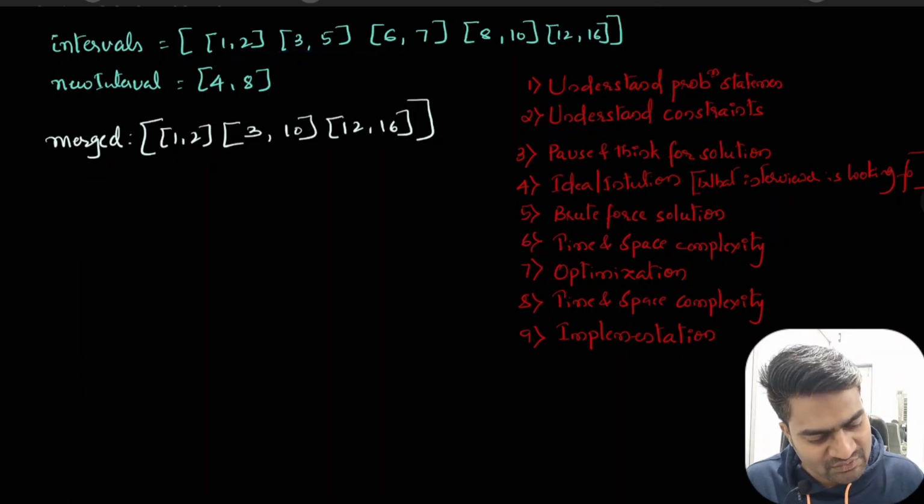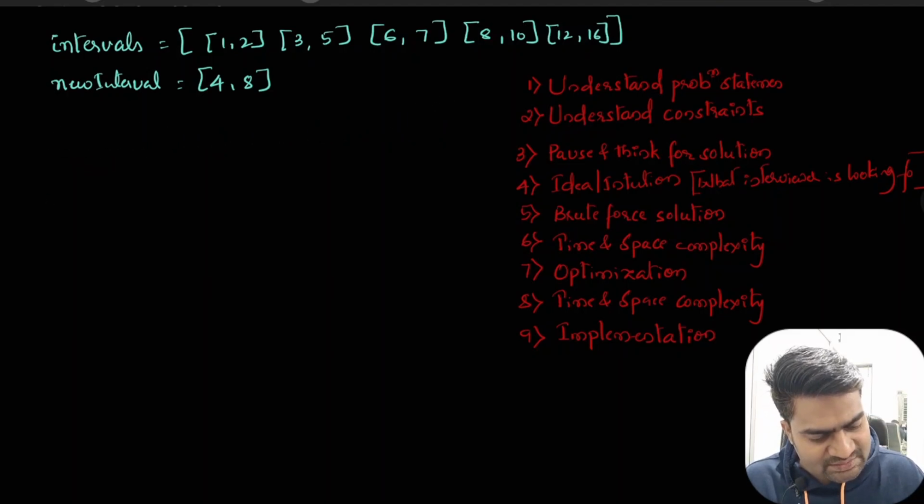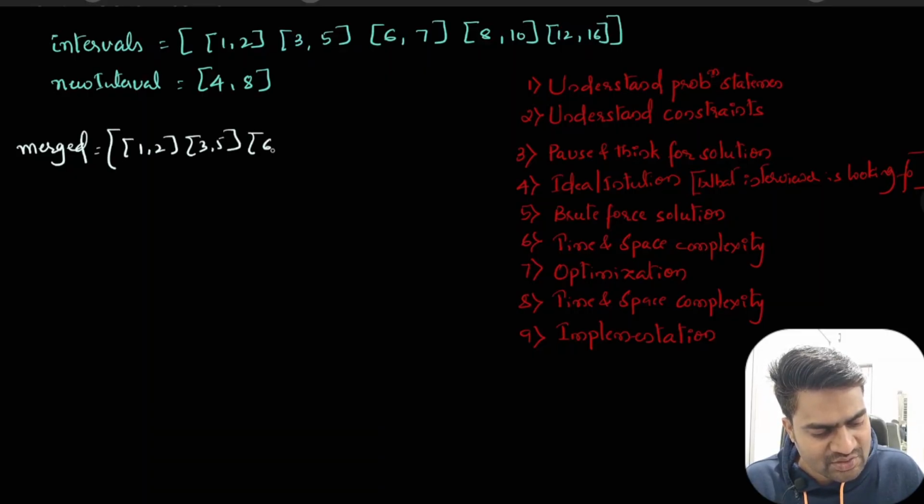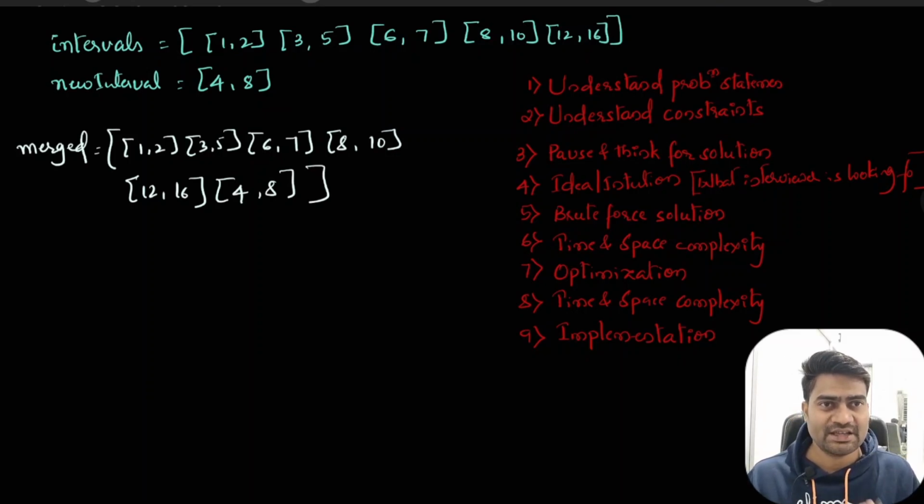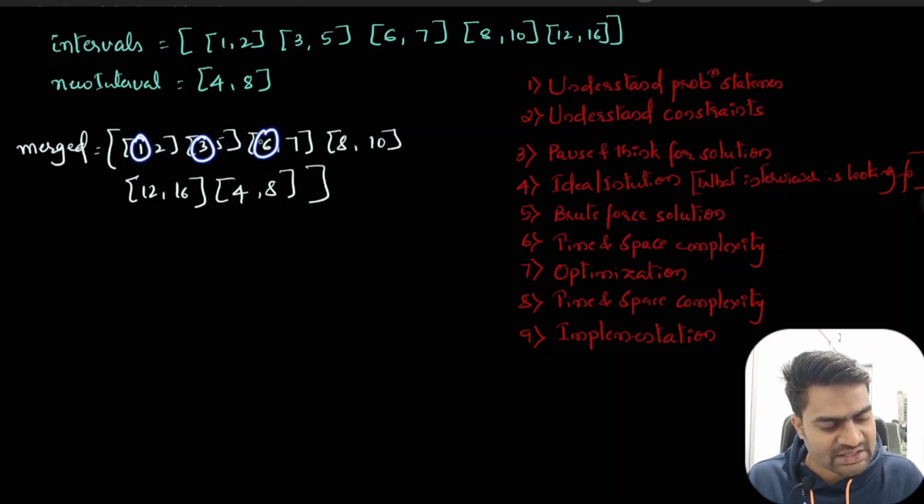Okay, so now if you see, I will remove this part. So I will say my merged interval will be something like this: 1, 2, then 3, 5, then 6, 7, 8, 10, 12, 16. Then I will push 4, 8 at the end. So this is our initial value after adding the new interval. Now what I will do, I will sort it. So I will sort it by the first value.